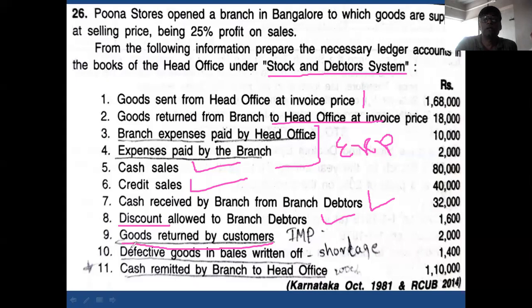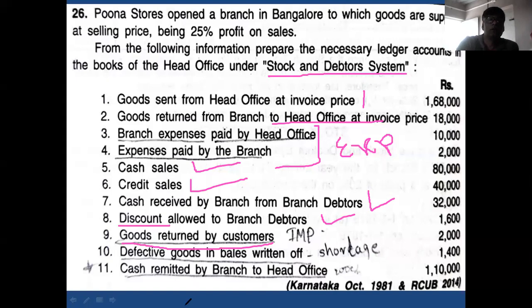Customer sales return, number 9 item is sales return. Sales return comes in the branch stock account debit side and branch debtors account credit side. This is the point you remember.